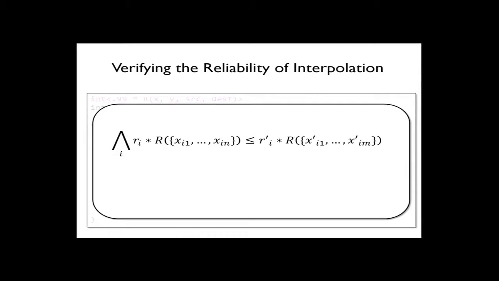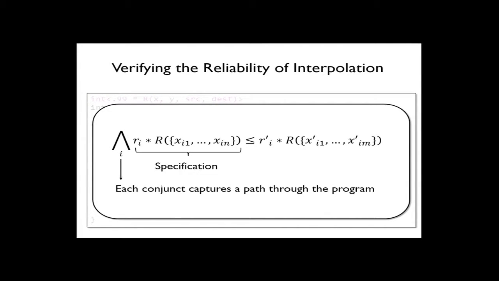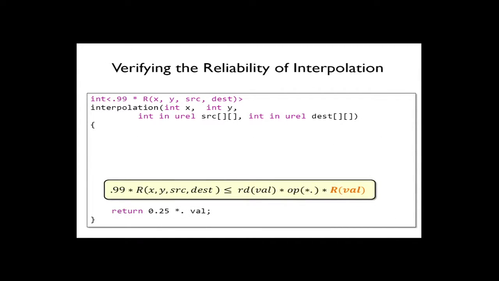This gives us a flavor for what these inequalities look like. In fact, when we're tracking these, the preconditions and postconditions are a little more complicated in our analysis. They look something like a conjunction of inequalities, where each conjunct captures some path through the program. As always, on the left side of each conjunct is the reliability of our specification, and on the right side is some reliability of the program state as computed along this path through the program. So now, if we go and revisit our precondition generator.